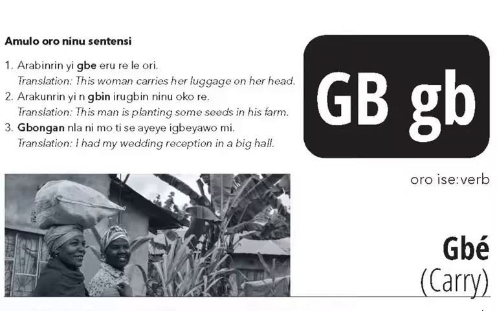The next alphabet, this is a unique one. It's a combination of two alphabets, G and B. It is not pronounced gib. No, don't say gib. It's pronounced together. Gb. Gb. Example: Gba. Don't forget, E in English is pronounced A in Yoruba.